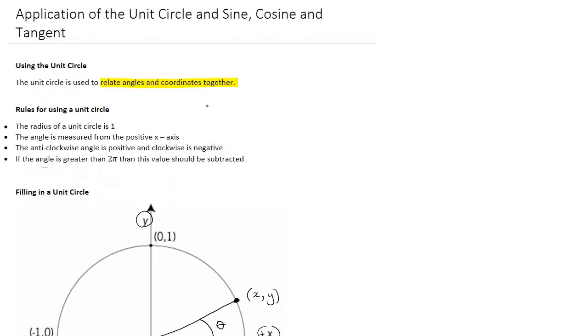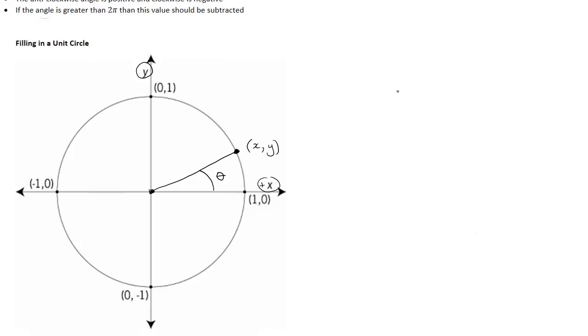Going back to the actual rules of the unit circle. The radius of a unit circle is 1. Unit means 1. The radius, r, equals 1. We'll see where this is important a bit later. Angles are always measured from the positive x-axis. So I showed you a moment ago that I moved by a certain angle away from the positive x-axis. That is generally the direction you move in.